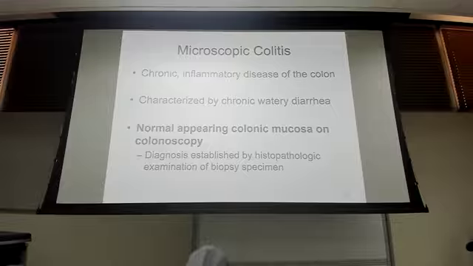So you don't see skip lesions, you don't see anything we talked about with Crohn's, and you don't see anything associated with ulcerative. Basically, it's diagnosed with a microscope. They have to do a histopathological examination of the specimen taken during a colonoscopy and look at it under a microscope and say, yes, this is microscopic colitis. So it's easy to remember the name, because you can only diagnose it by looking with a microscope.